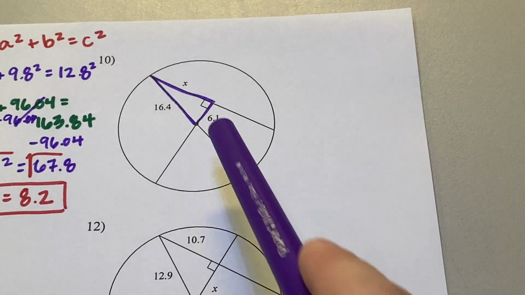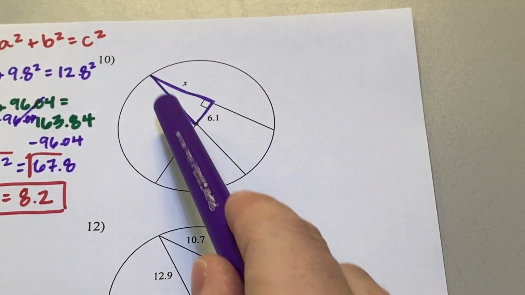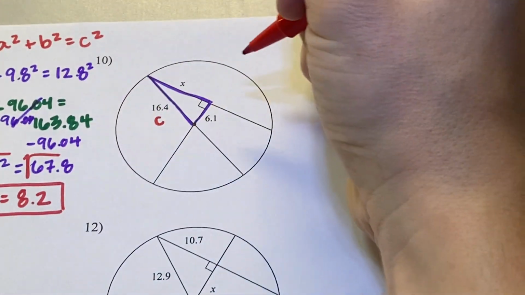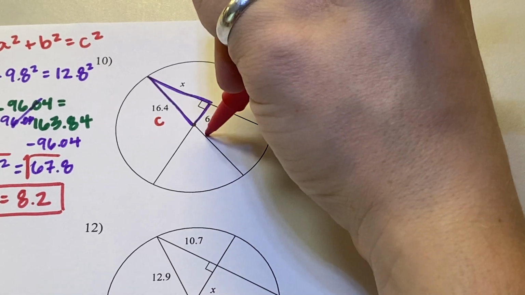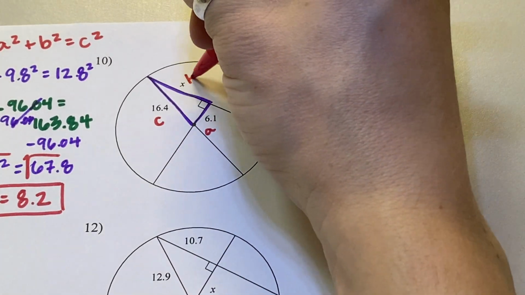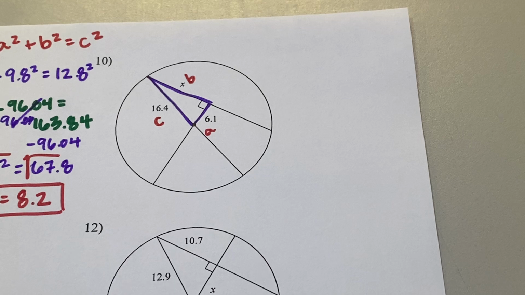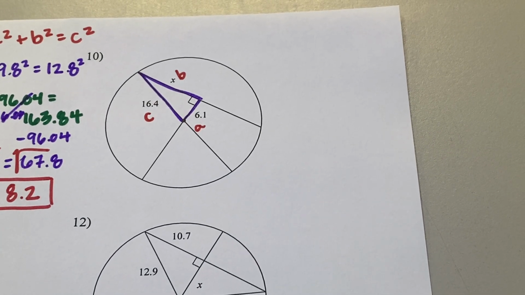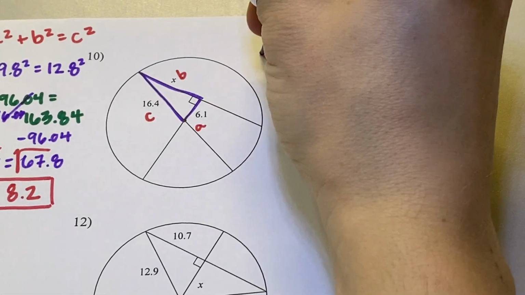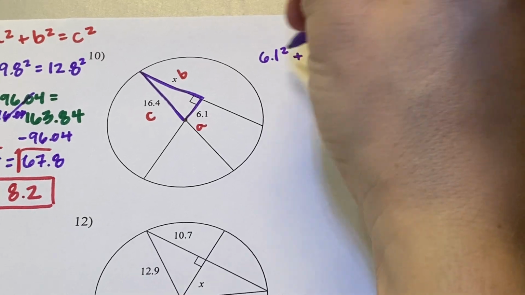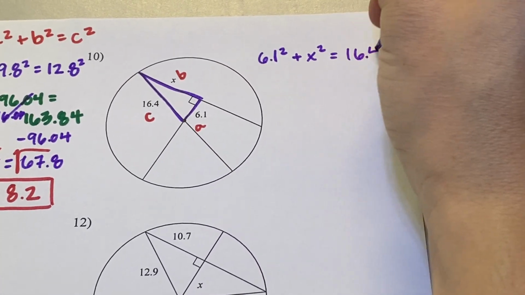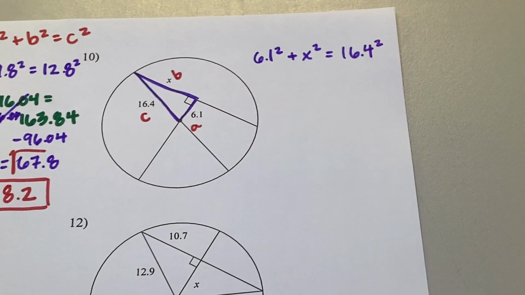Okay, somebody help me out. Out of these 3 sides, where's my A, B, and C? C is 16.4. Doesn't matter what the other ones are. Why not? 6.1 will make A, X will make B. So we didn't even need to do the whole "this was equal to that" business. We already have everything we need. Okay, so let's plug it in. A squared, 6.1 squared, plus B squared, X is my B, equals C squared, 16.4 squared.